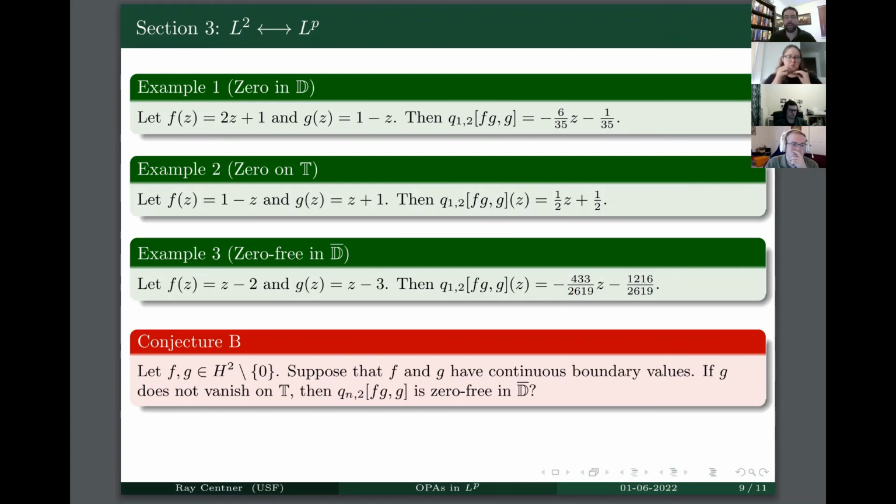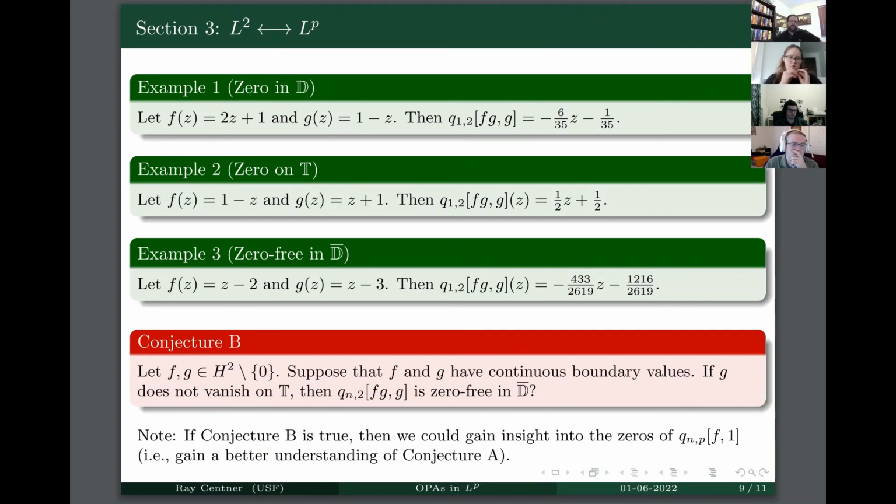And there's a lot of things I like about this conjecture because, one, we're in the Hilbert space setting, but it's interesting if we make some kind of headway on this conjecture, it can give us insight into the original conjecture that I'm trying to prove, and that's conjecture A. So if conjecture B is true, we know from that previous theorem that OPAs of the form Q_n^p f1 have an equivalent form Q_n^2 fg g. So conjecture B being true could give us insight into certain cases of conjecture A.